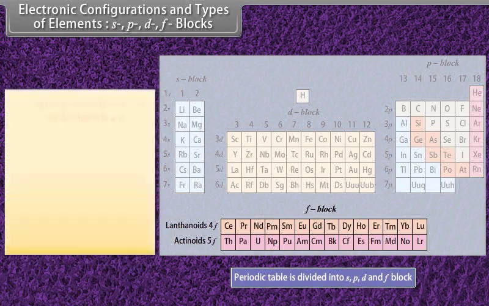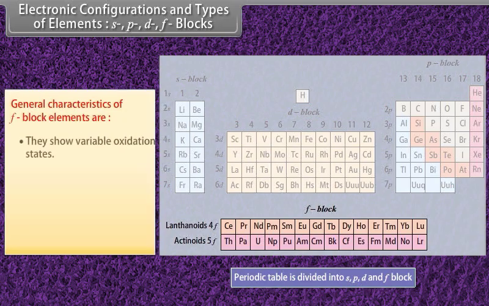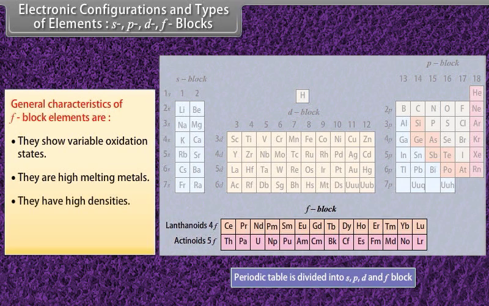actinoids. General characteristics of F block elements are: they show variable oxidation states. They are high melting metals. They have high densities. Most of the elements of the actinide series are radioactive.